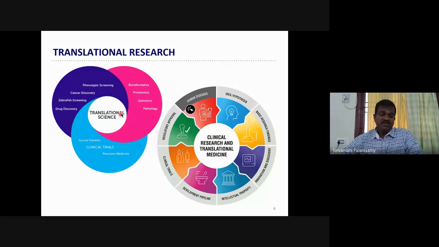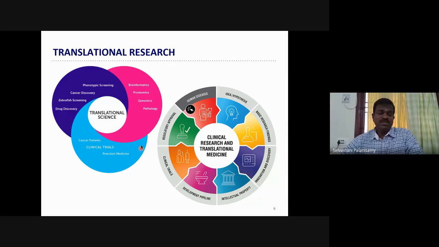So translational research is otherwise known as translational science, which involves multidisciplinary expertise, which requires that I cannot do all these kinds of activities individually. I need the support of a bioinformatics person, proteomics, genomics, pathology. Similarly, various kinds of drug designing.